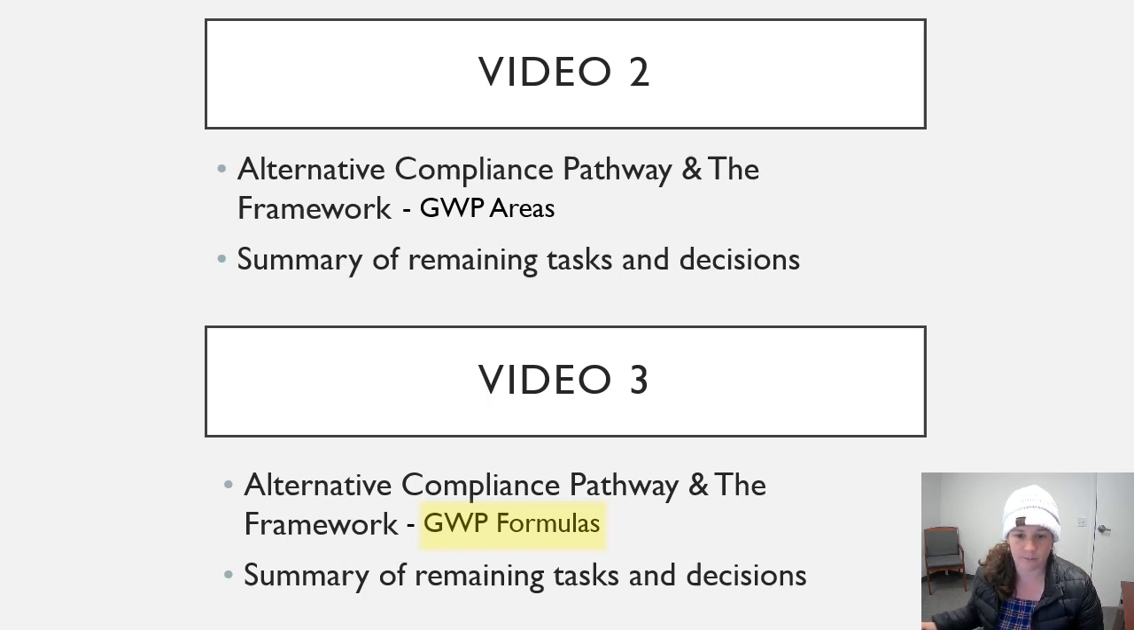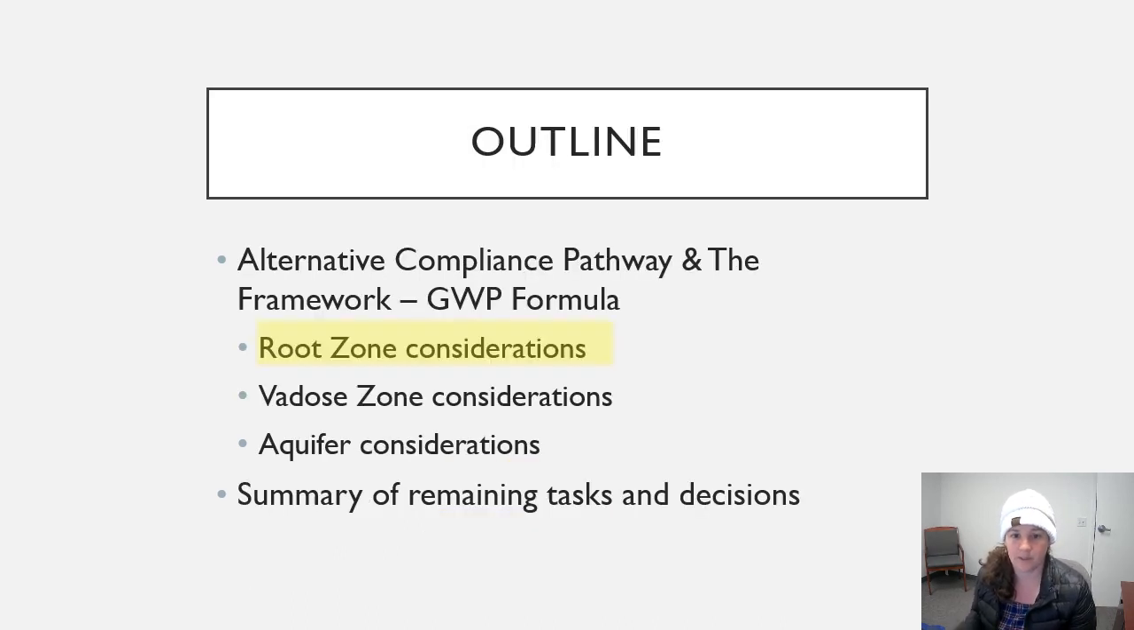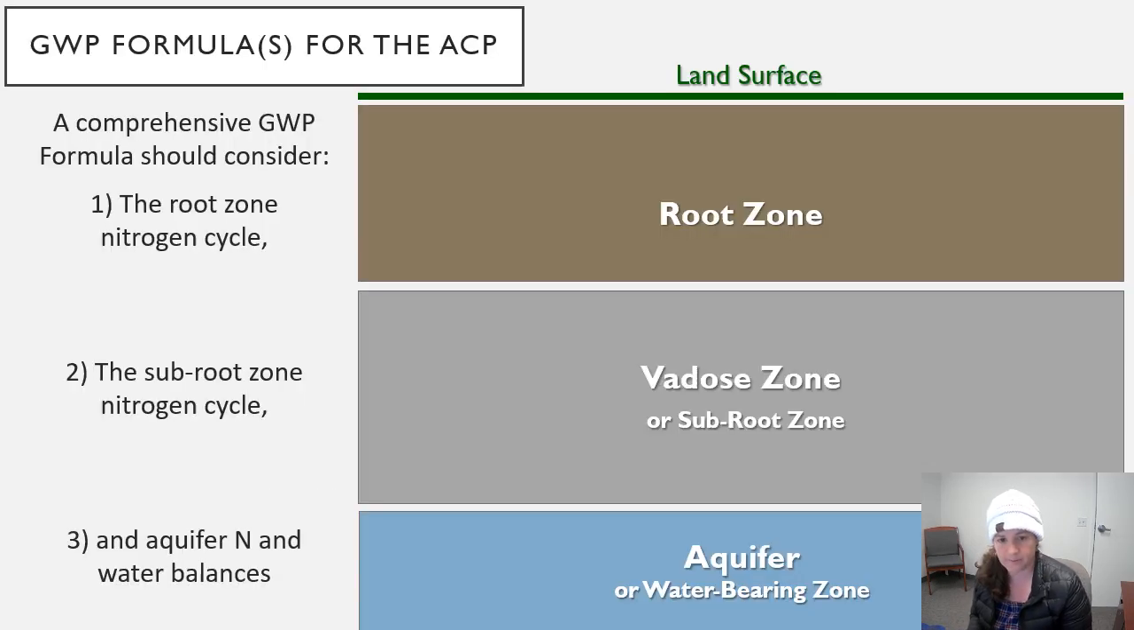And then this video number 3 focuses on groundwater protection formulas in the alternative compliance pathway and a summary of our remaining tasks and decision points on those. So we're going to talk through root zone considerations for the groundwater protection formula, vadose zone considerations, and aquifer considerations.